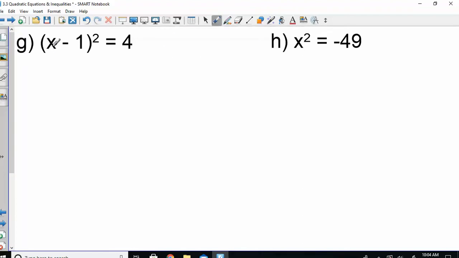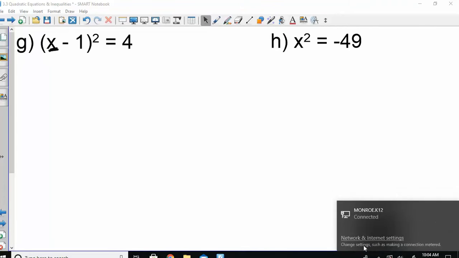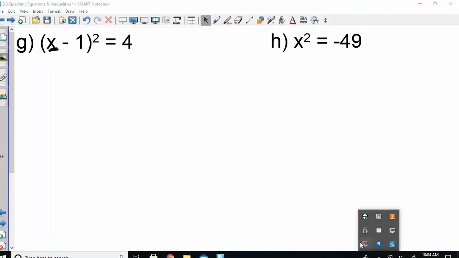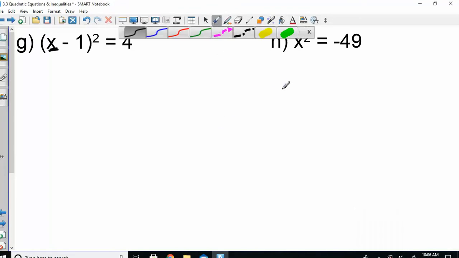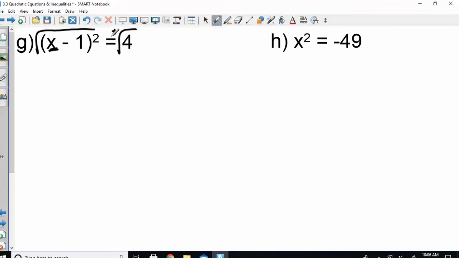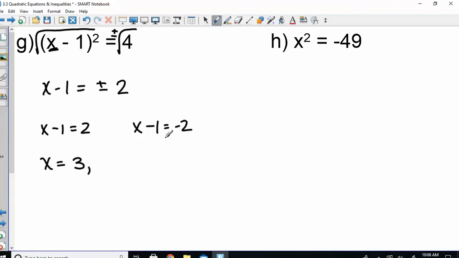So let's try a couple more of these. So again, if I'm looking at this, I only have an x in one spot. Why don't you guys solve these two by yourself? So in this one, we had our square root plus and minus, so x minus 1 equals positive or negative 2. So can we go ahead and solve these? This means x minus 1 could be 2, or x minus 1 could be negative 2. So if you add your 1, x is 3 or negative 1.